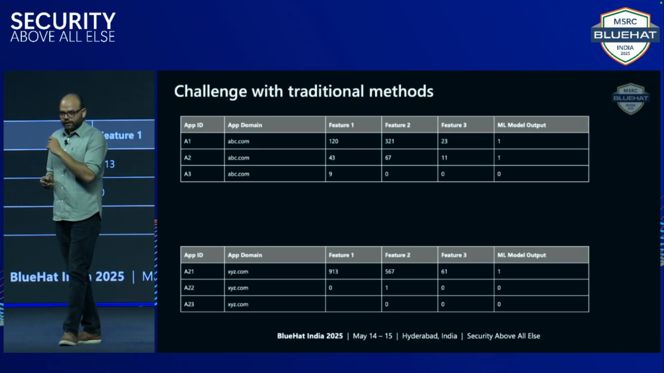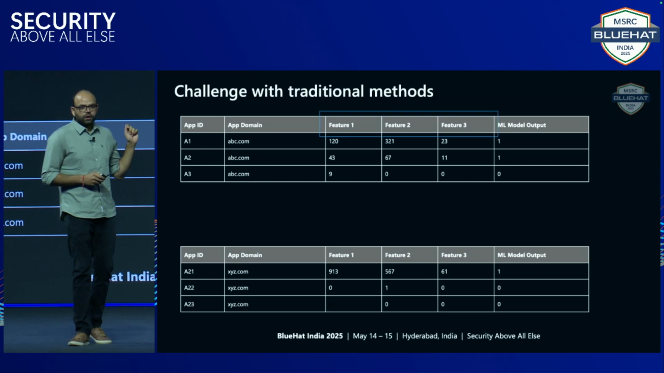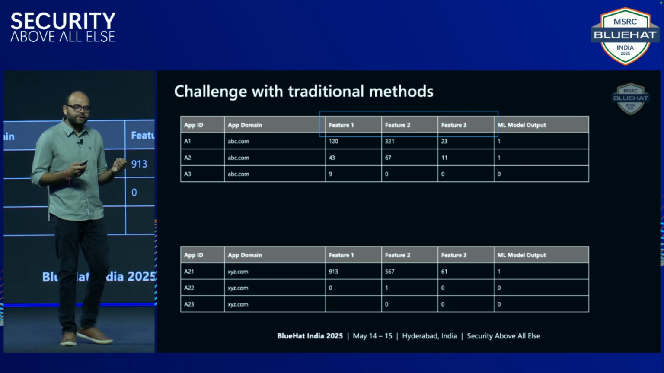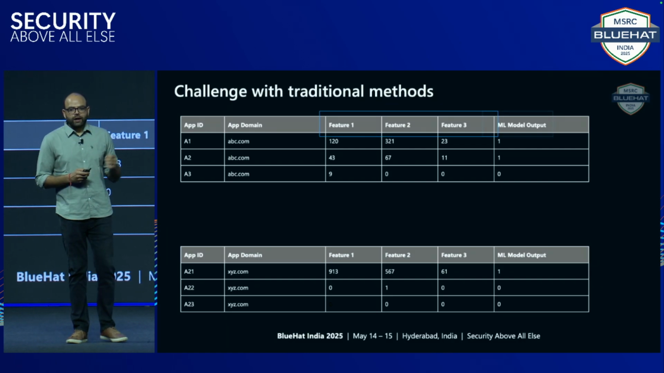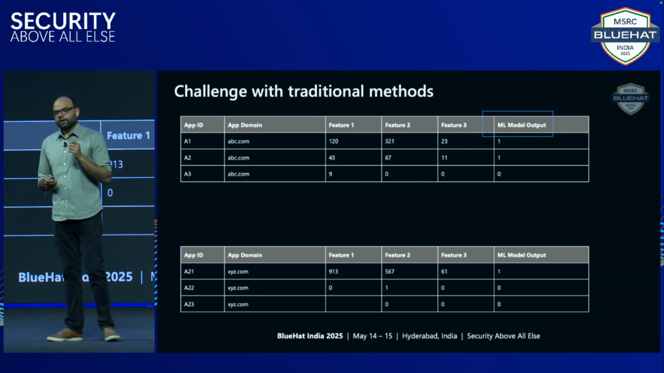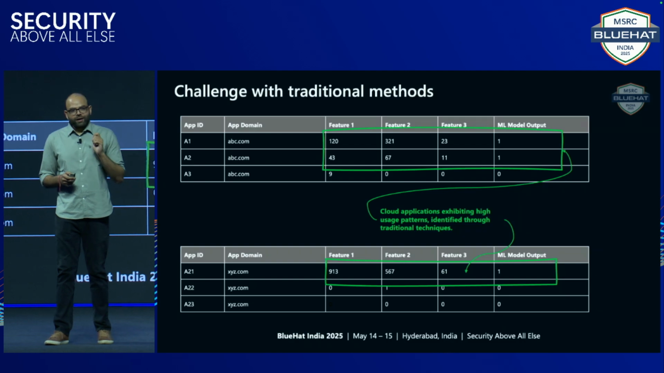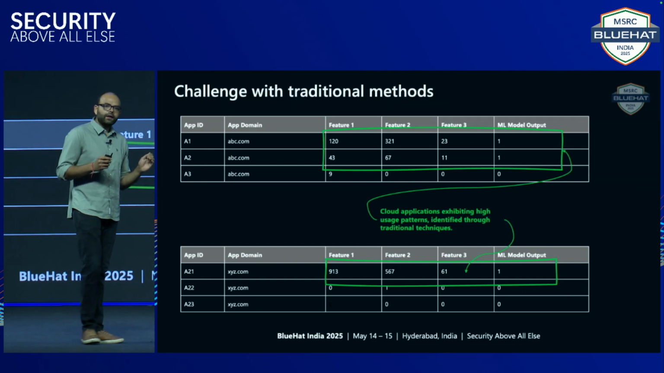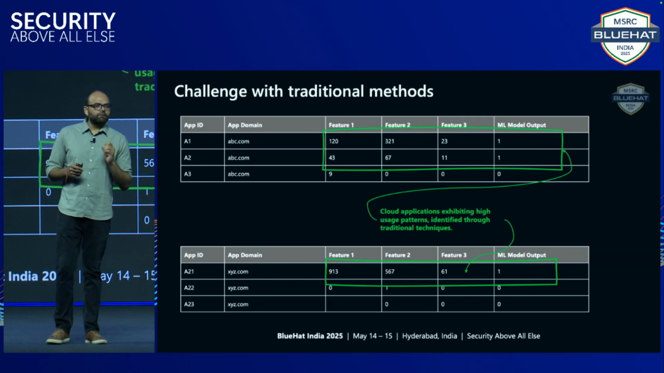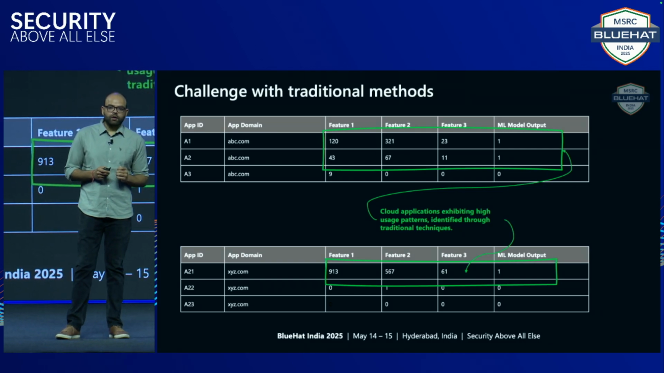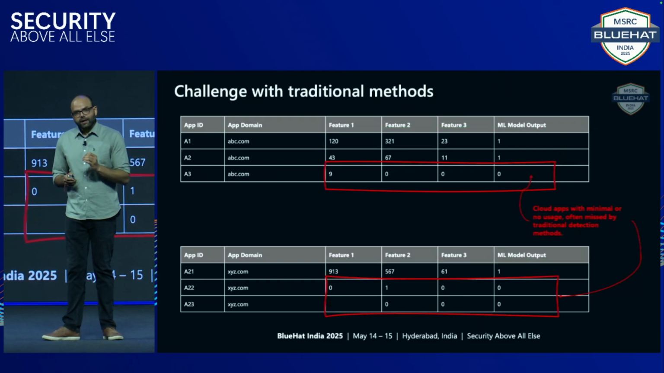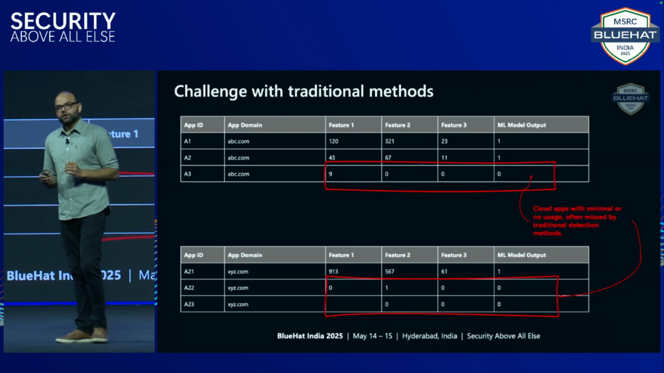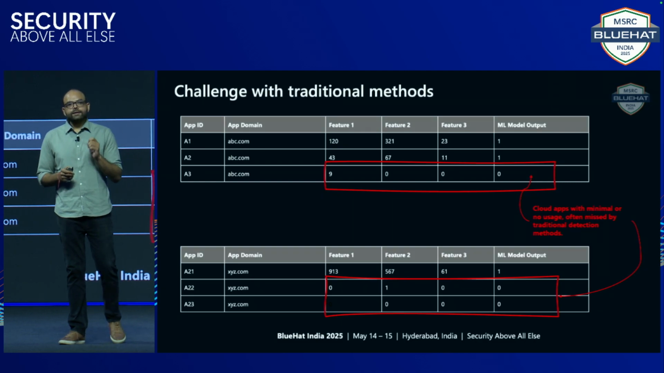So we have plotted the data for a few applications. You can see some features. These features could indicate the activities done by these applications, basically the count. And we also have the output from the ML models over traditional methods. Now, whenever we see these applications exhibiting high usage patterns or clear anomalies, our methods are so good, they will go and flag them as suspicious. But whenever these applications are inactive, dormant, or stay under the detection threshold, our methods would miss them. And this is the core limitation.